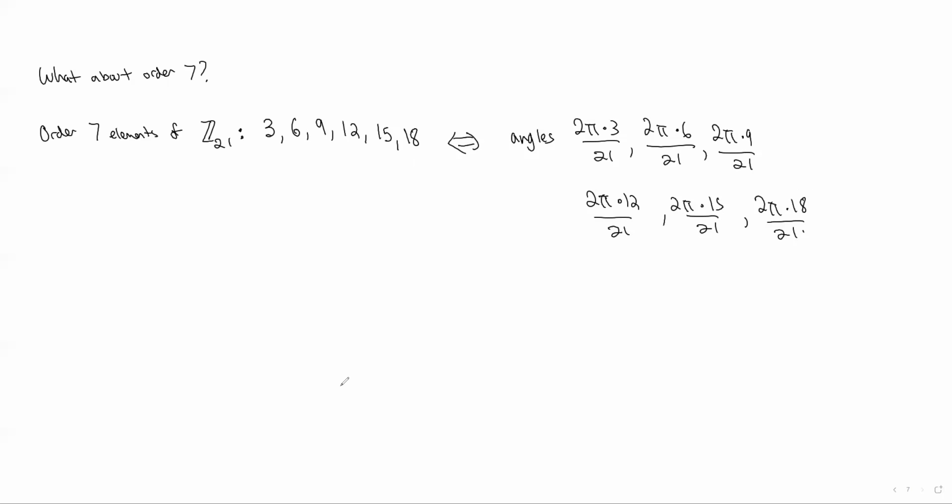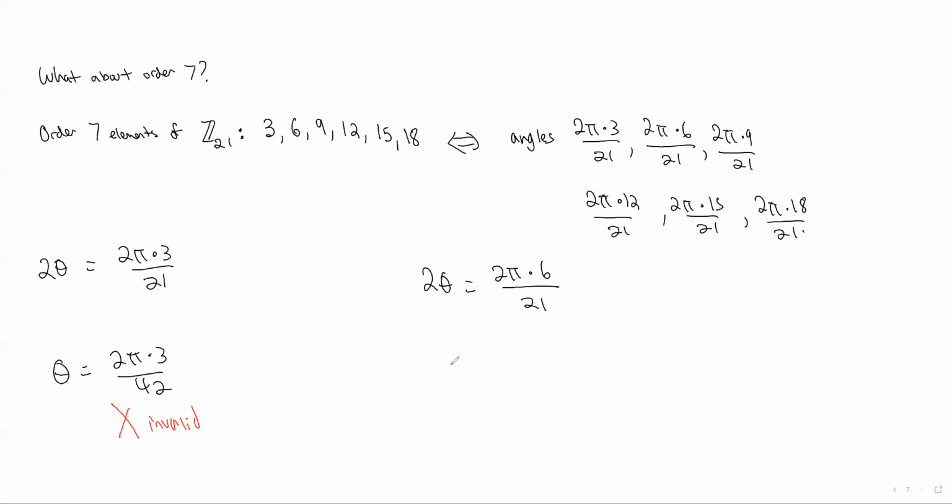Ideally, you can immediately see which one I should try that will give me a valid angle. But worst case, you're not going to have to try that many things until you get a valid angle. So let's try 2 theta equals 2 pi times 3 over 21. Get theta equals 2 pi times 3 over 42. That's not valid. But the next one we try is going to work. So as long as it's an even number, it'll work, right? So 2 pi times 6 over 21, you get theta equals 2 pi times 3 over 21. So that's valid.